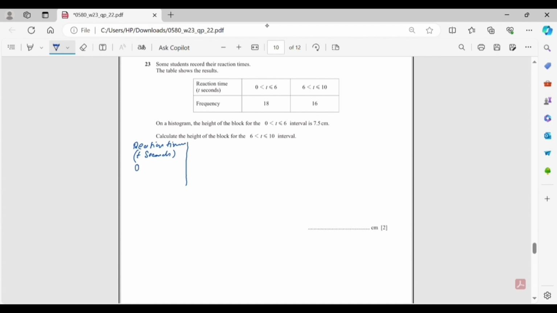0 less than t less than or equal to 6, and t greater than 6 and less than or equal to 10. So class width is, here, 6 minus 0 is 6, 10 minus 6 is 4. Frequency is 18 and here is 16. Frequency density.